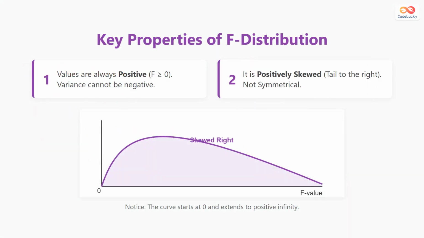The F-distribution has some distinct properties. First, because variance is a squared quantity, it can never be negative. Therefore, F-values are always 0 or positive. Second, the distribution is not symmetrical. It is positively skewed, meaning it has a long tail extending to the right.